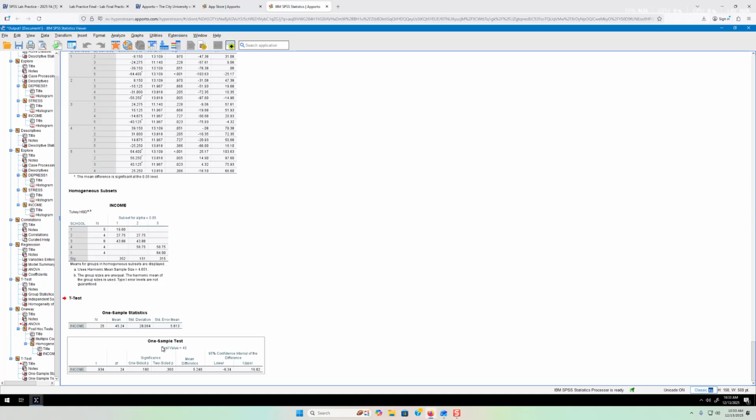We want a two-sided p, 0.360. That's not less than 0.05. So we fail to reject the null here. And if we fail to reject the null, we have to conclude that the sample salary is not significantly different than 40,000. Here's our t-value, and here's our two-sided p-value. You're going to report those.